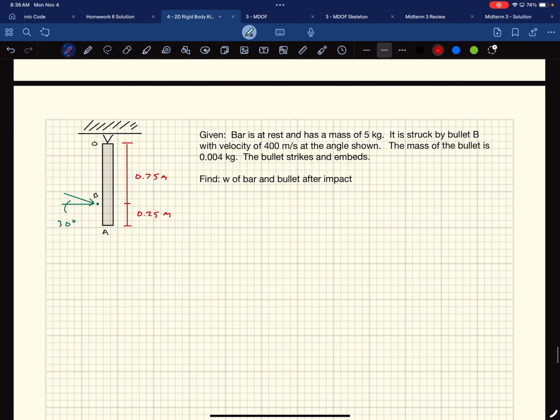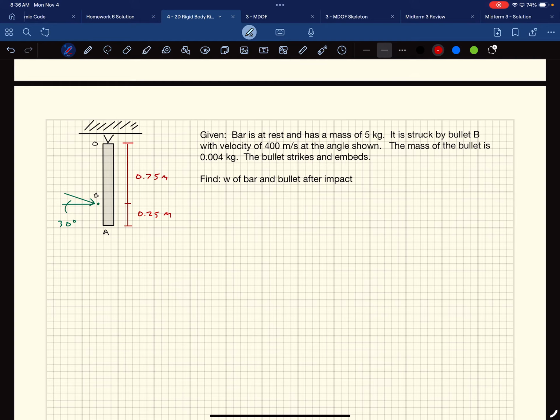Okay. All right, this guy. This bar is hanging down. There's a projectile, a particle that's going to come slamming into the side of this thing. The bar is at rest and has a mass of 5 kilograms. It is struck by a bullet B with a velocity of 400 meters per second at the angle shown. The mass of the bullet is 0.004 kilograms. The bullet strikes and embeds. Find omega of the bar and the bullet after impact.